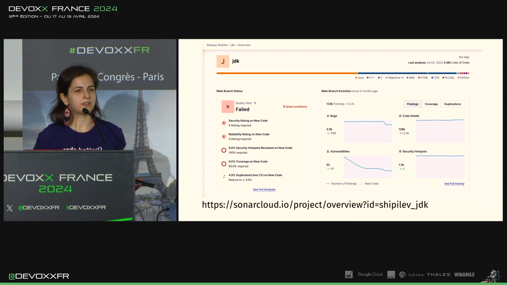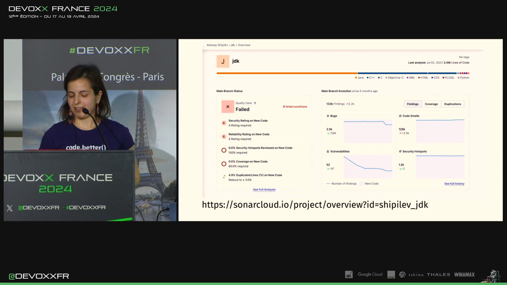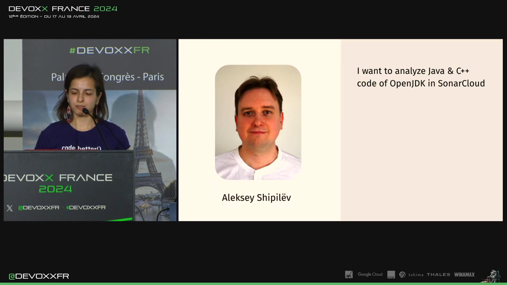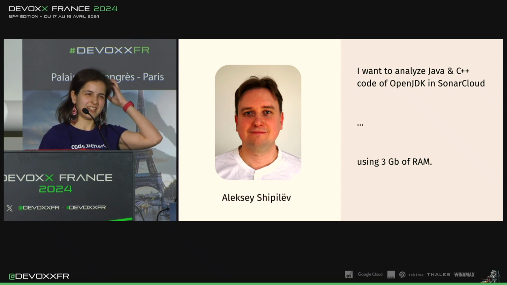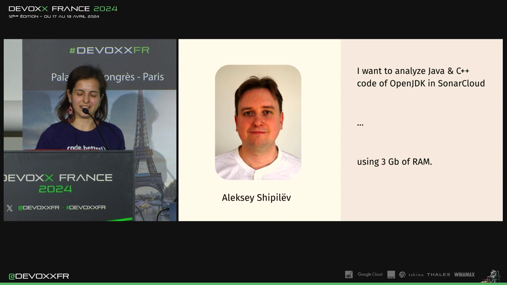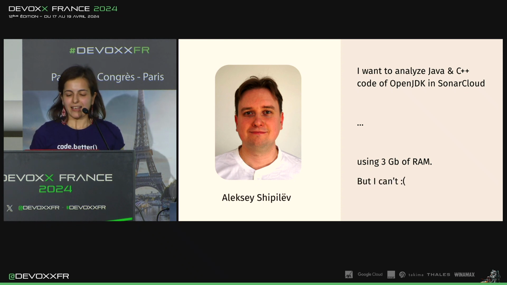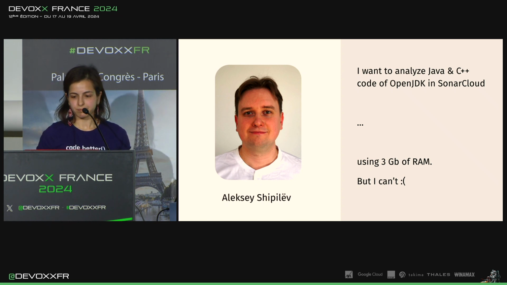And this is super cool because I'm doing the tools that help Java to be better. And he came to us and said, I want to do it using 3 gigs of RAM. And it was okay, that sounds a little bit tricky. And of course he cannot. He failed miserably with OutOfMemory, and he asked for help.